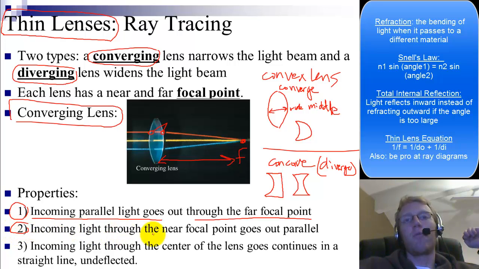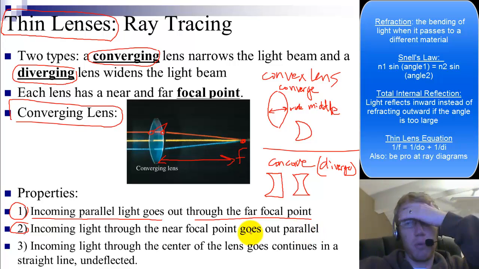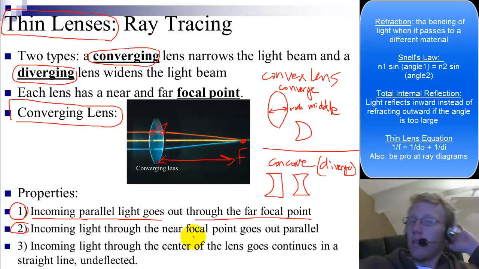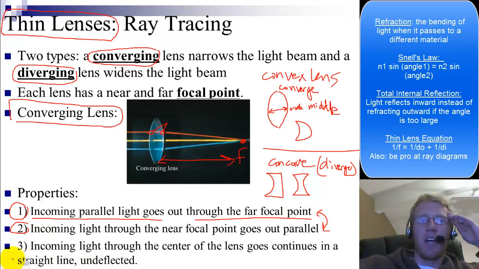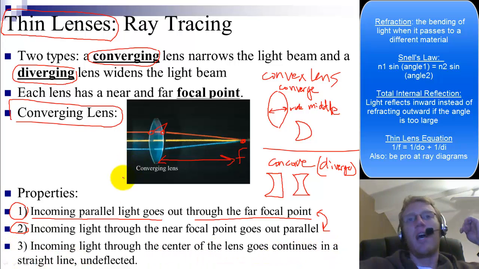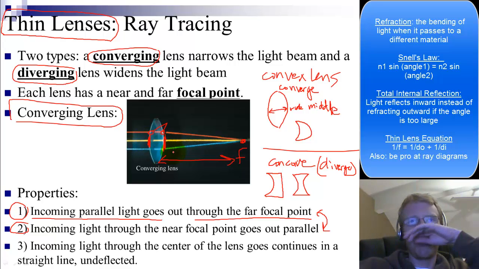Incoming light through the near focal point goes out the far focal point. Sorry, no, I misspoke. Incoming light through the near focal point goes out parallel. So again, these are just opposite of each other, same thing as we had with a mirror. In the next slide, there's going to be lots of pictures, and then I'll do examples. And finally, if light comes to the center, it goes straight through in a straight line undeflected. That's because in the center, just like with a mirror, we're treating this thing as being flat. And if it's flat, then you're going to get no deflections. You only get the deflections because it's curved. Okay, so those are our three properties.